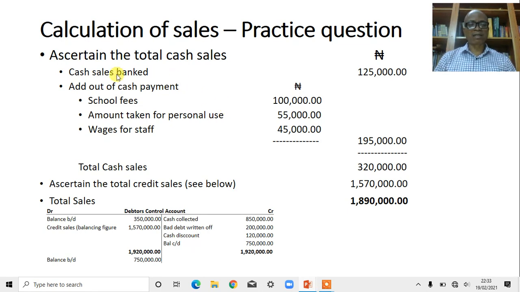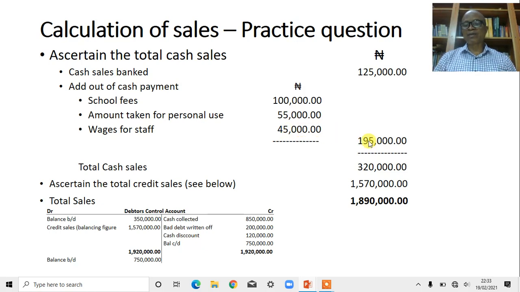The first thing to do is to ascertain the total cash sales. Remember, he banked some, he spent some. So you're going to add what he spent to the amount that he banked to know the total amount of money that came in as cash sales. So he banked a total of 125,000. He spent 100,000 on school fees. He also spent 55,000 naira on himself. He also paid wages of 45,000 naira, paying staff 45,000.